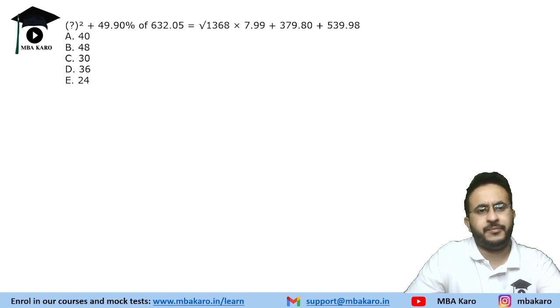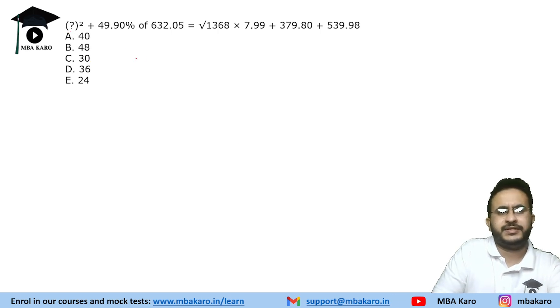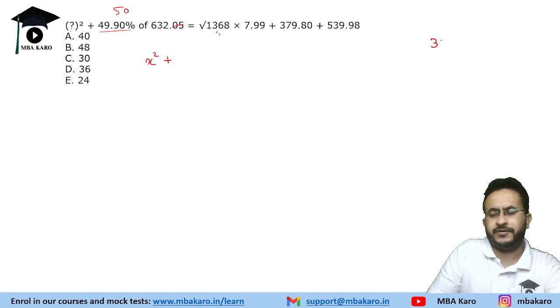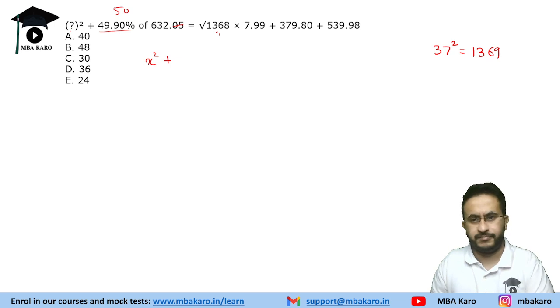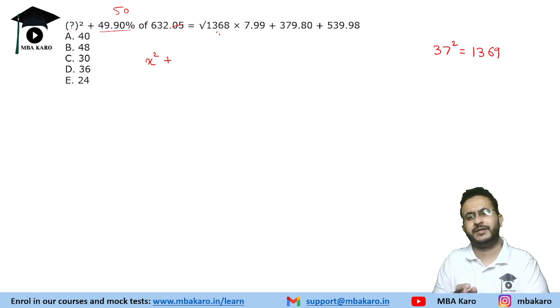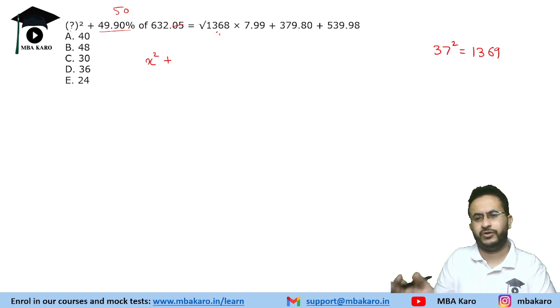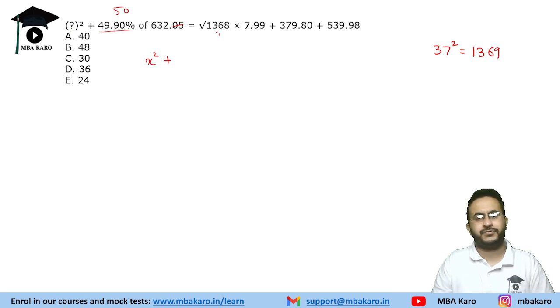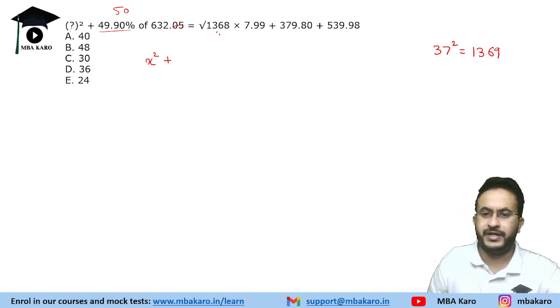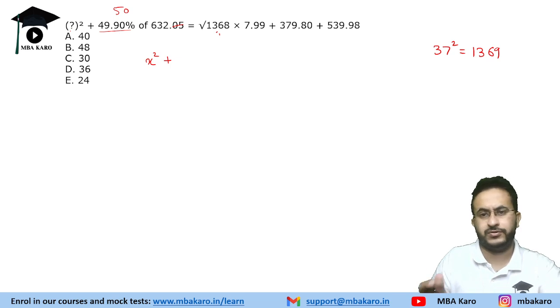Next question, again approximation. So it is x, let's say the variable, x square plus, this is 50% of 632. Let us keep it at 632. 1368. So if you are aware of these squares, 37 square is 1369. You should know squares up to 100, because sometimes if they give you at least up to 50, I think I have a video also on fast calculation techniques, how to find squares. If you know squares up to 25, you can know squares beyond that also quite easily.